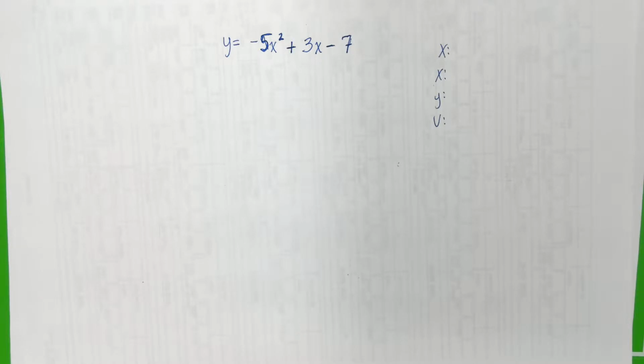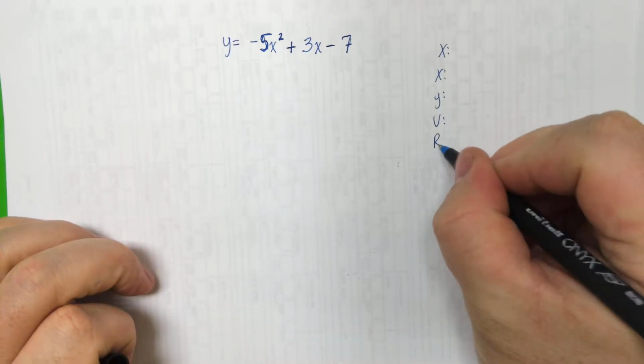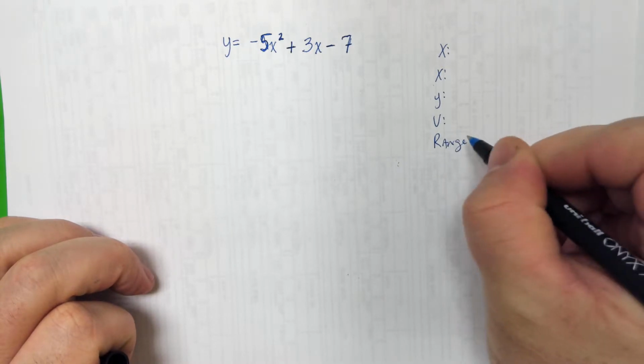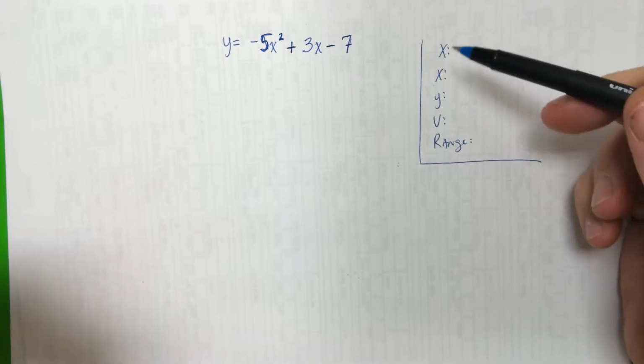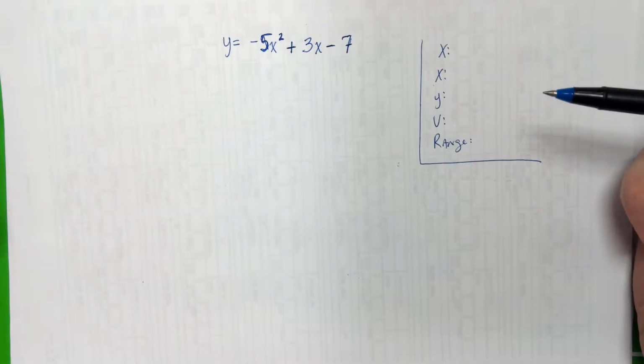So Ivan, here's what we're gonna do. We're gonna graph this one right here. We're gonna find all of this stuff, and then we're gonna make our graph, right? So for the x-intercepts, we put a 0 for y, and then we solve.